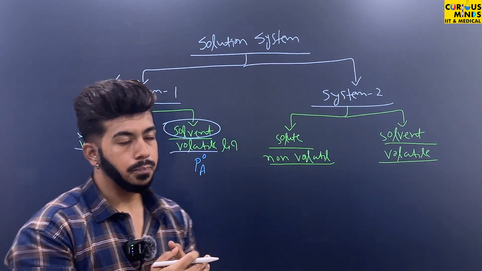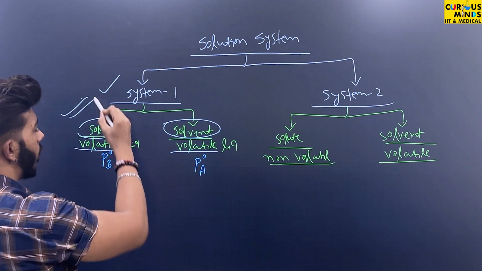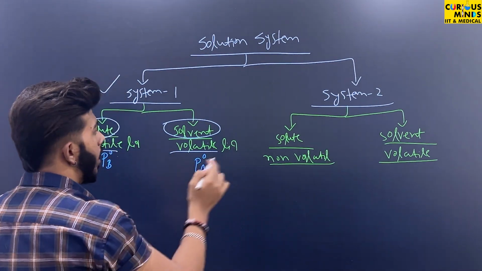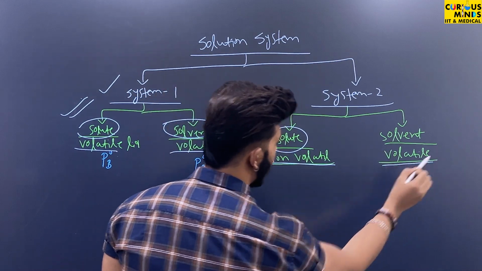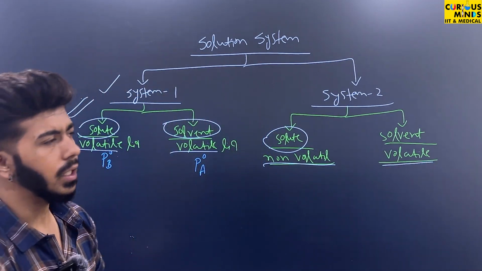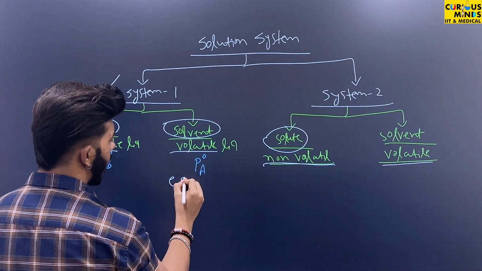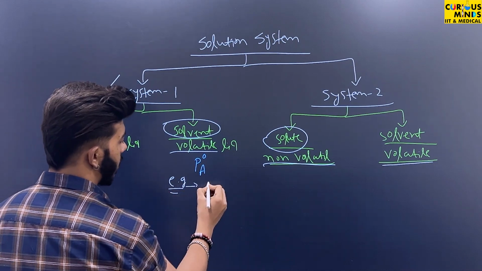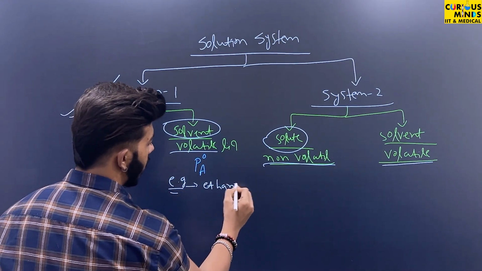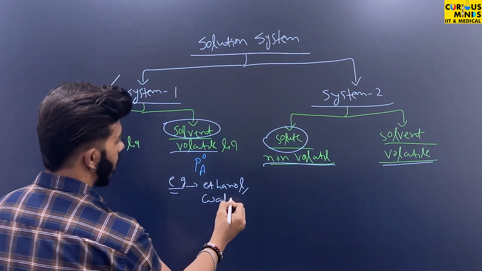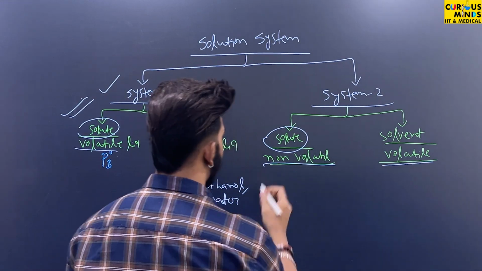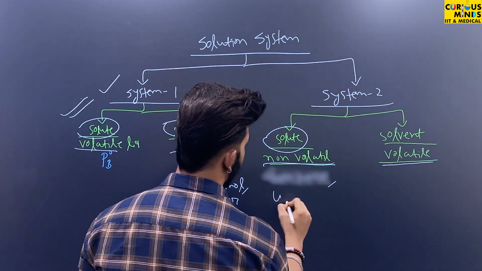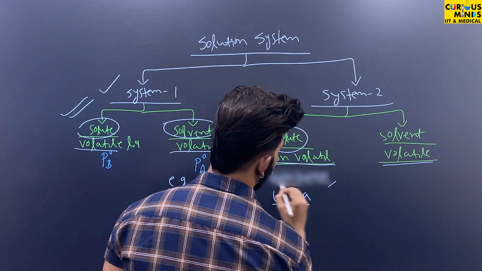So both are volatile. So this will be the system 1, and system 2 will be solute non-volatile and solvent volatile. Now if I talk about volatility, so as for example volatile क्या क्या हो सकता है? इथानॉल, वाटर, ये सारे होंगे volatile. Now if I talk about non-volatile, then let's say यूरिया, ये जितने भी होते हैं, ये होते हैं नॉन वोलाटाइल.